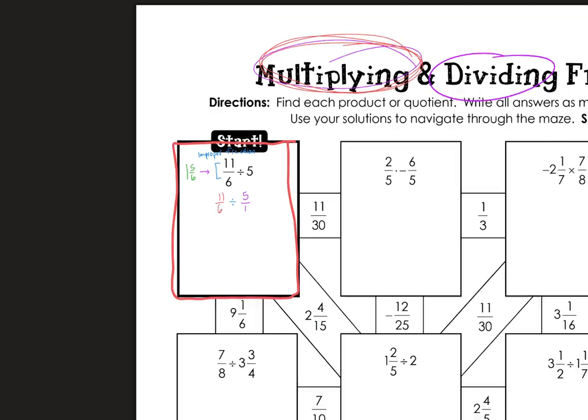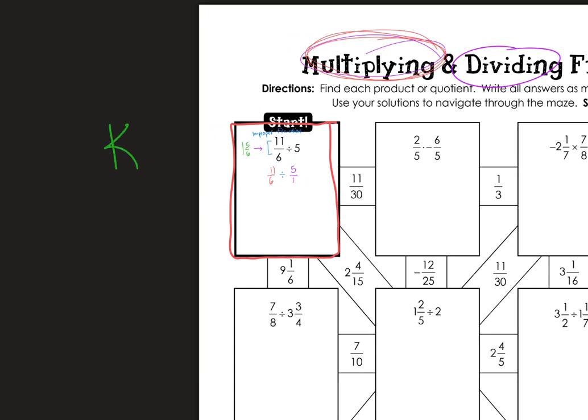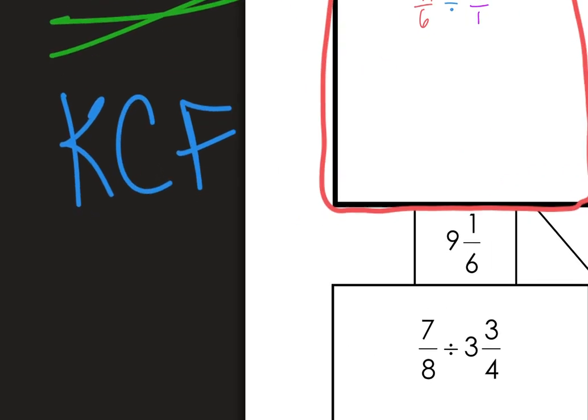And now let's go to Kentucky Fried Chicken. Kentucky Fried Chicken is what you guys have told me you remember the most about dividing fractions. Except that it's not KFC, it's KCF. And this stands for Keep, Change, Flip. Okay? So if you're like, oh, what does that mean?